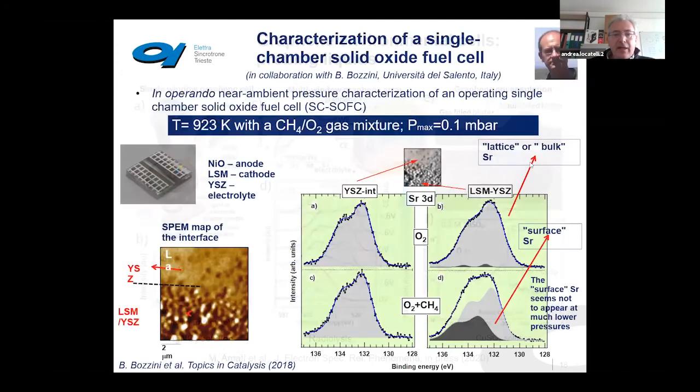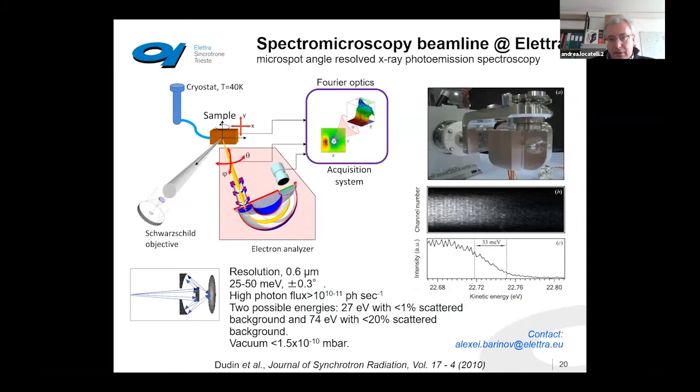So time is flying. I will skip some slides. Just an example of the spectral microscopy beamline at Elettra. Here we have a Schwarzschild objective to focalize the beam on the sample. The beam spot has a size of about 0.6 microns, and the beamline works at basically two energies, which are 27 and 74 eV.